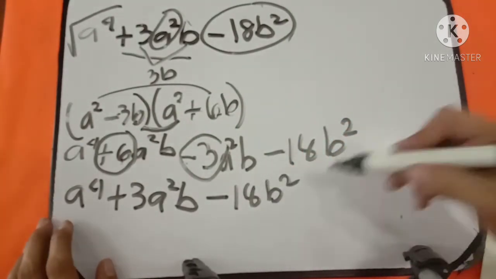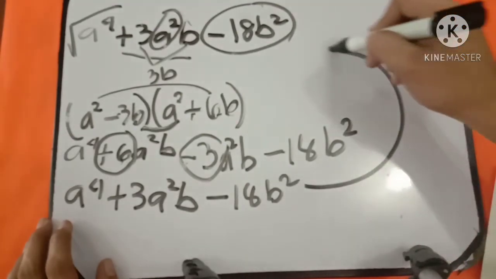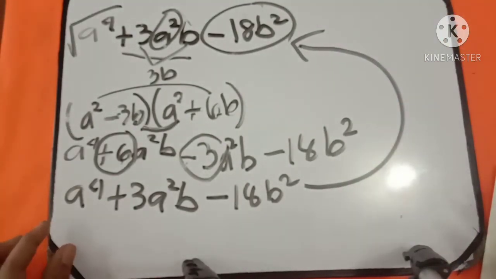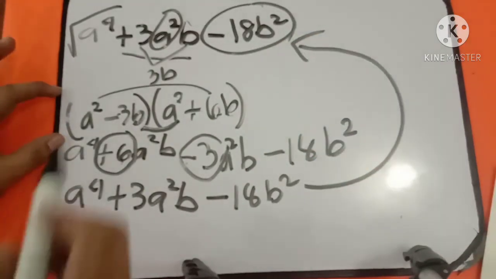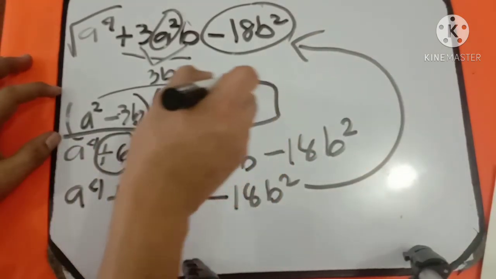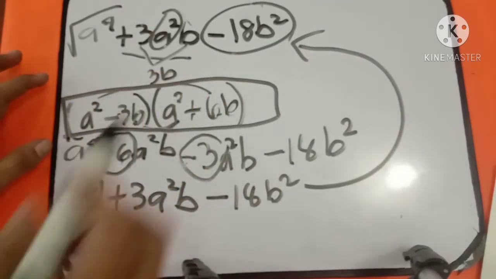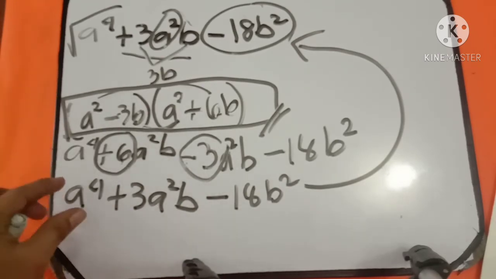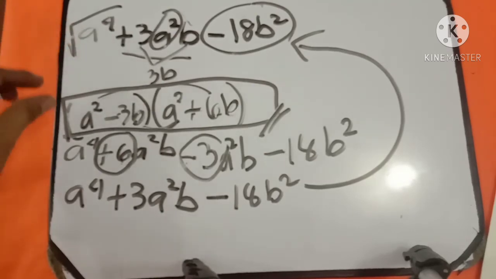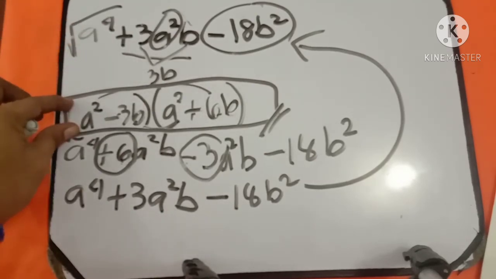And if you observe, this is equal to our given problem. So therefore, our factor is correct. So these are the factors of the given problem. I hope this is clear. You might check your answer if you have some doubt by using the FOIL method. If your answer is the same as the given problem, then that means your factors are correct.